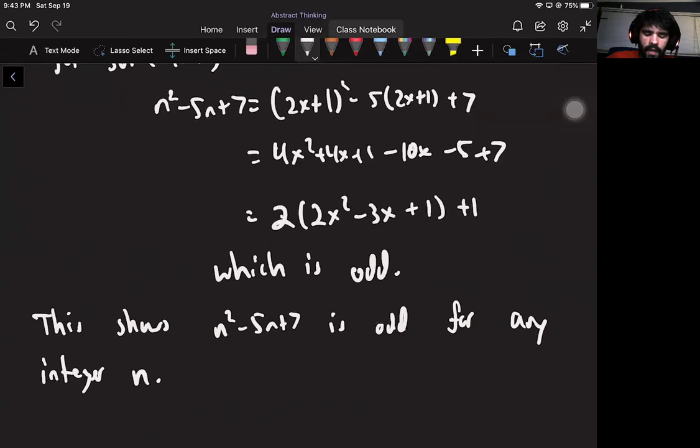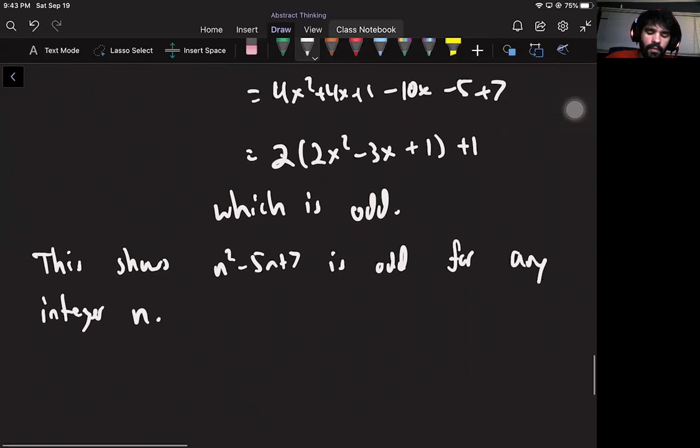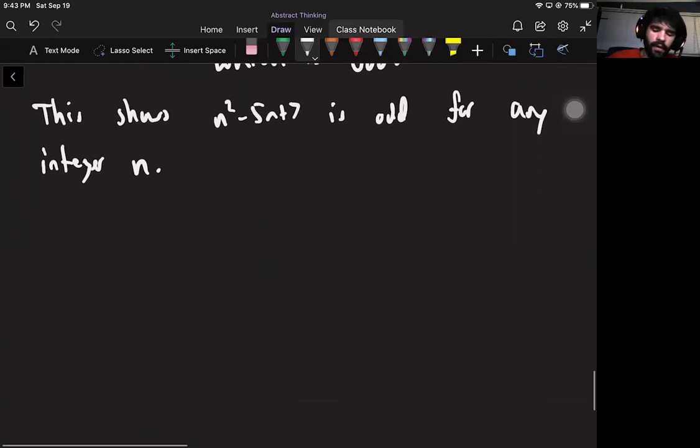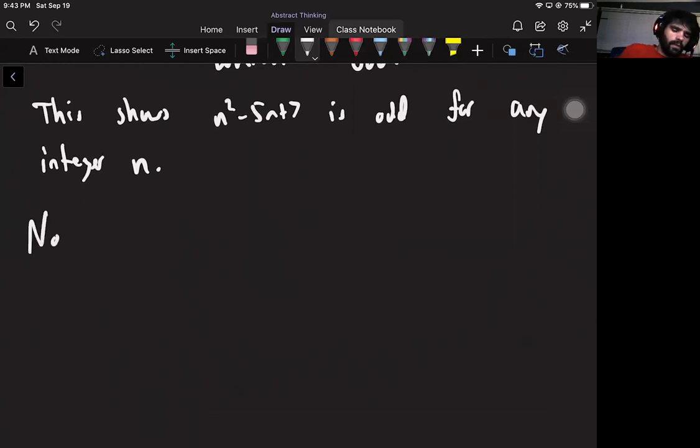Now, if this said n squared minus 5n plus 7 was odd for any real number n, this wouldn't make sense because this doesn't cover all the real numbers. It just covers all the integers, which can be broken up into even and odds. We're not going to do much of this, but you'll see this in another class, probably something called number theory. You can break integers up in many different ways.